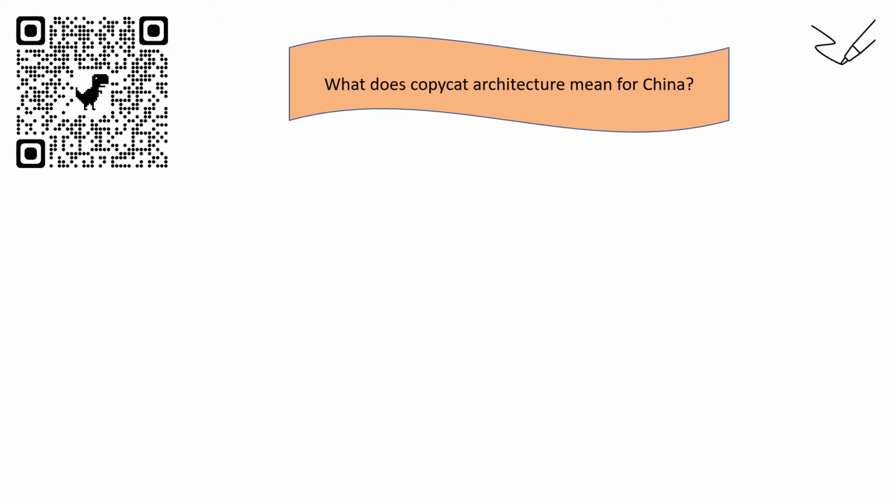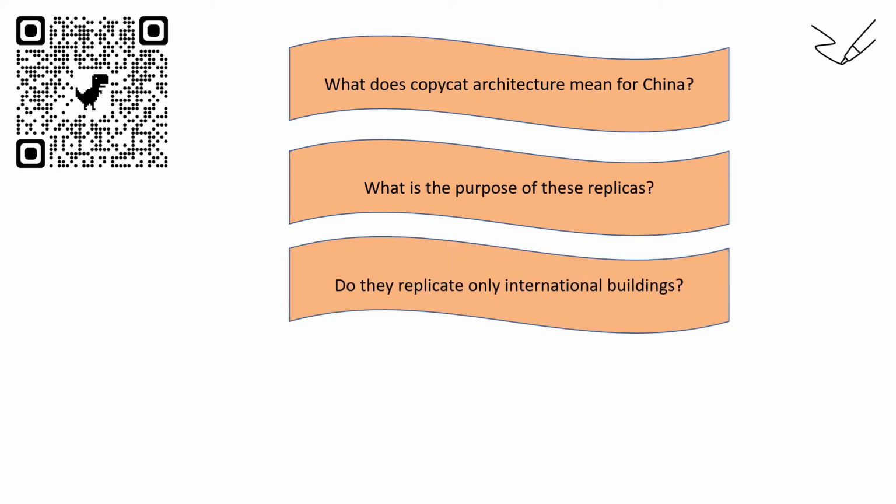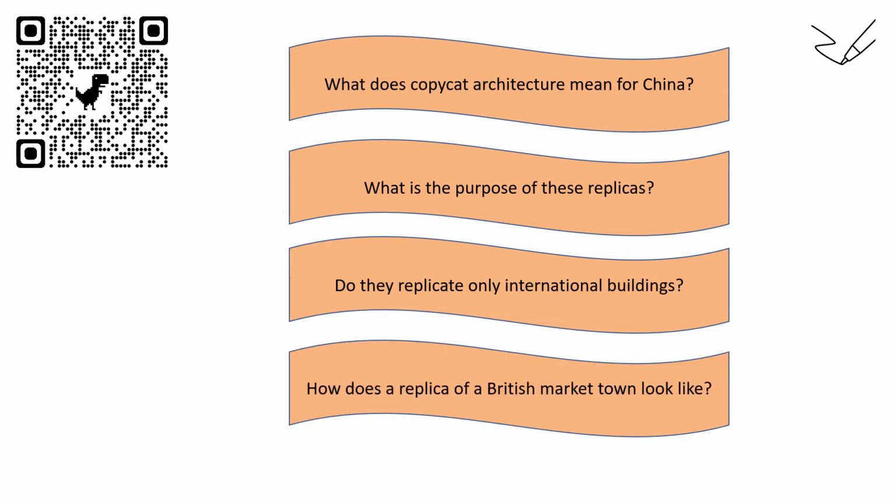You have just seen that not only landmarks, but whole cities from the West are being replicated. I would like you to watch the video for the second time. While watching, try to answer the following questions. What does copycat architecture mean for China? What is the purpose of these replicas? Do they replicate only international buildings? How does a replica of a British market town look like? Pause this video lesson and watch the video about copycat architecture for the second time.